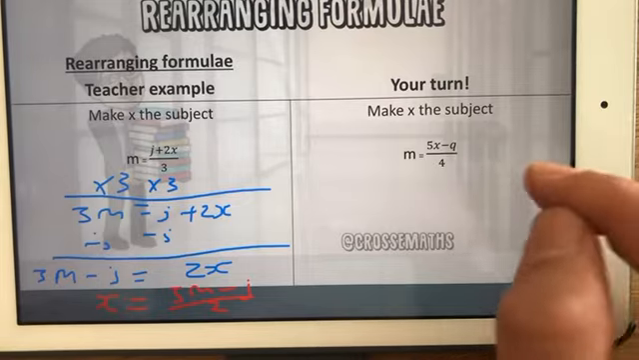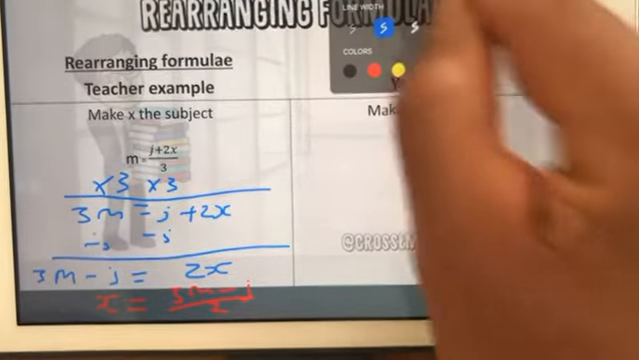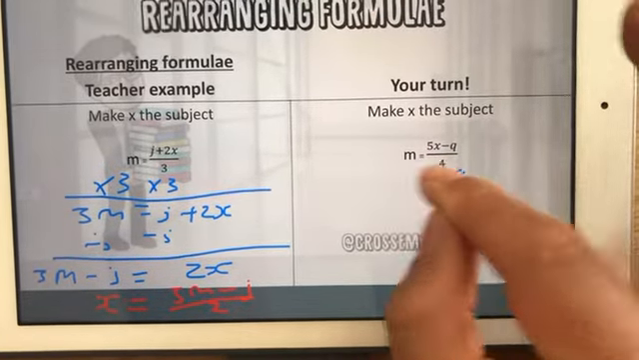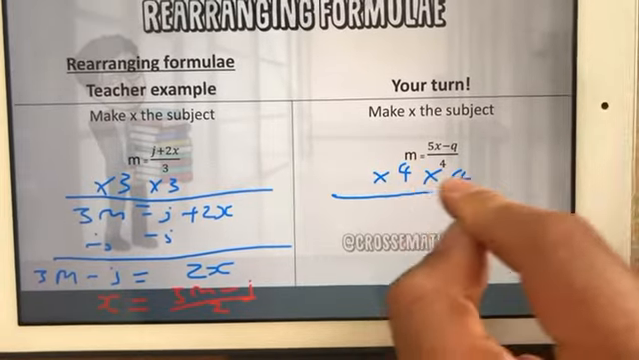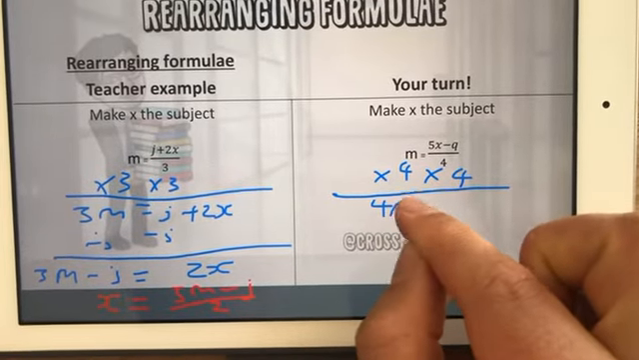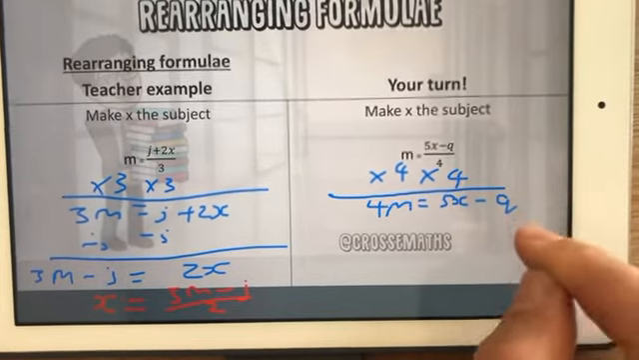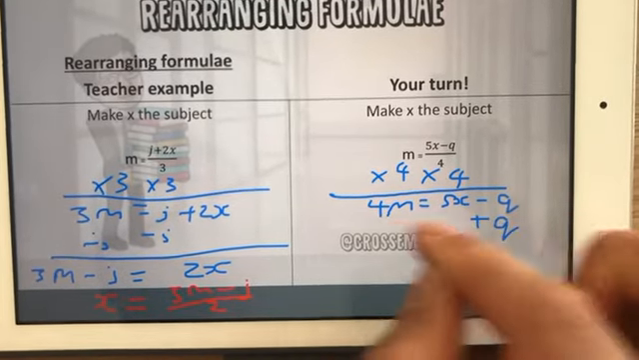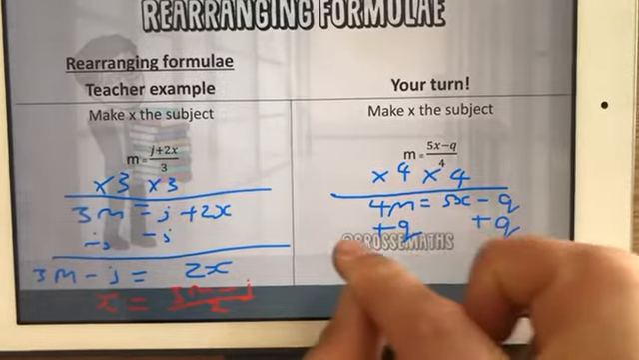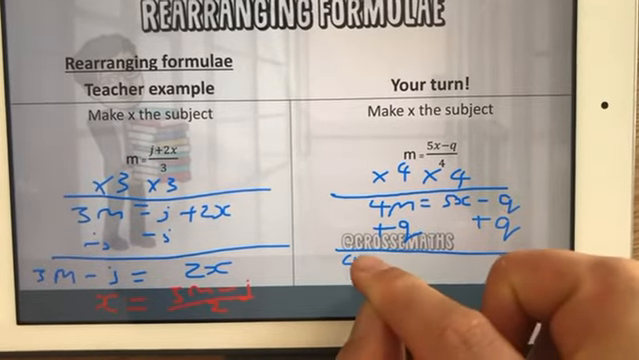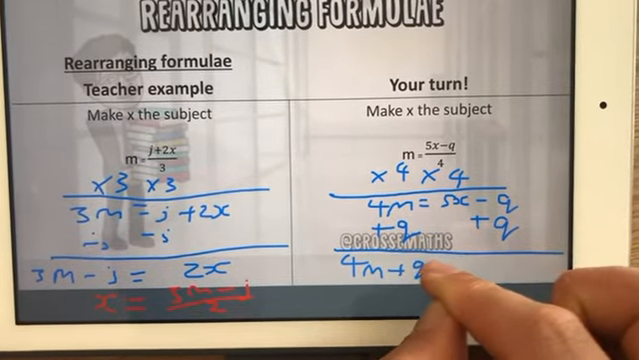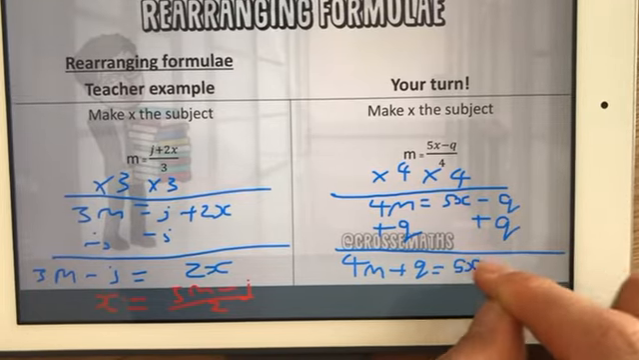First things first, we're going to times by 4 to both sides to get rid of that divided by 4. So I end up with 4m equals 5x take away q. Then I'm going to add q to get rid of the take away q at the end. 4m plus q equals just 5x.